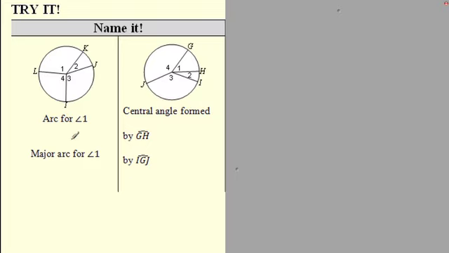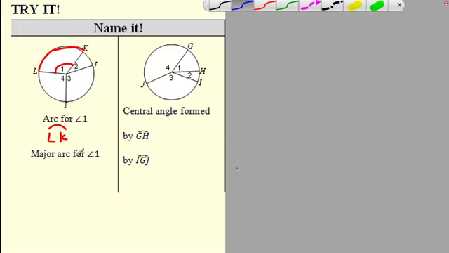First, let's make sure we're okay naming it. If I want to name the arc for angle 1, so angle 1 is the central angle. Who's its arc? Well, it corresponds straight to this one. It's a nice minor arc, so all I got to do is say LK, put a little arc on it. How about the major arc, though? The major arc for angle 1 is what? Well, it's the opposite of that. It's what if I went the other way? So if I'm naming that, I'm going all the way around with here.